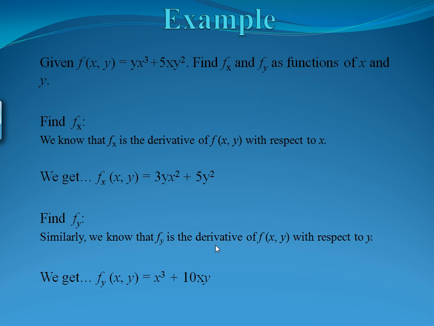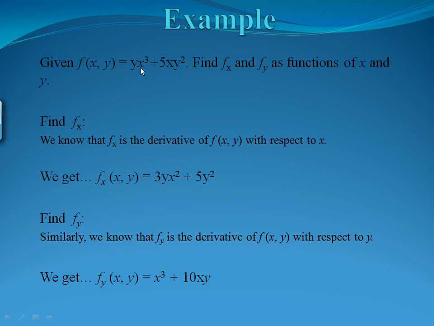Okay, so you'll see that the function is similar to the one we just did, only now we have x's and y's in each term. So we need to see how we deal with that. Suppose we have the function y x cubed plus 5xy squared, and we want to find the partial with respect to x and the partial with respect to y. So let's start with the partial with respect to x.